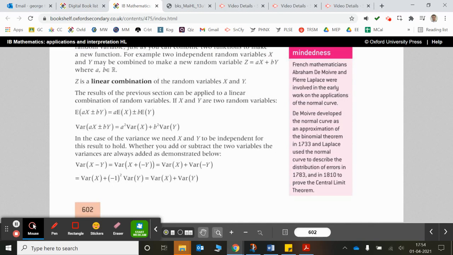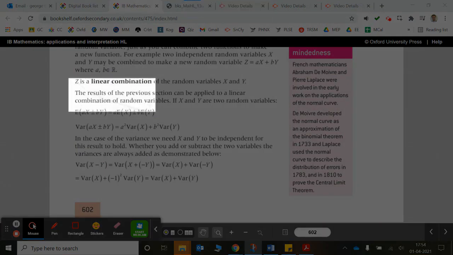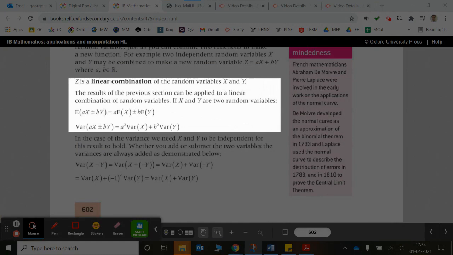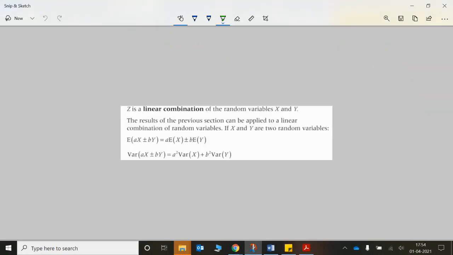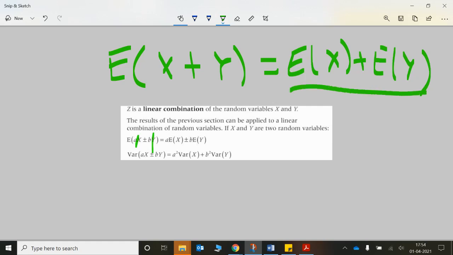Okay, so that is what we're seeing here. Z is a combination of the random variables X and Y. And often you'll see in questions that they'll come up with new variables to then bring together other variables which are mentioned in questions. So in this case, they're saying pretty straightforwardly, if we had E of X plus Y, that would be equal to E of X plus E of Y. Pretty straightforward.